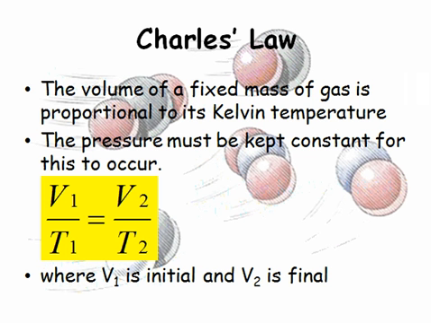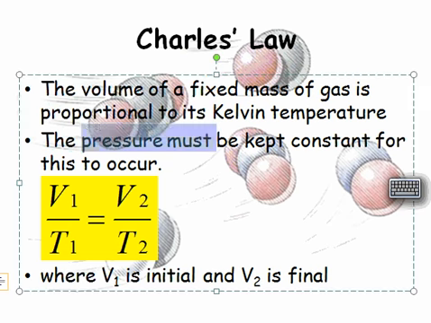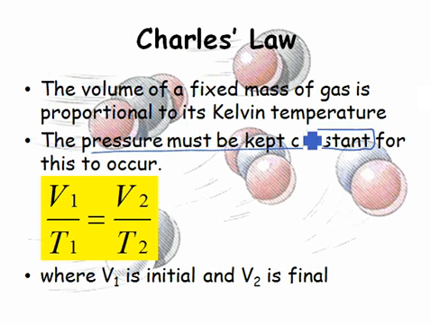Now that brings us to Charles's law. The volume of a fixed mass of gas is proportional to its Kelvin temperature. And in order to use Charles' law, you must have a constant pressure. So pressure must be constant for this to occur. And what you get is your initial volume and your initial temperature are directly proportional to your final volume and your final temperature.